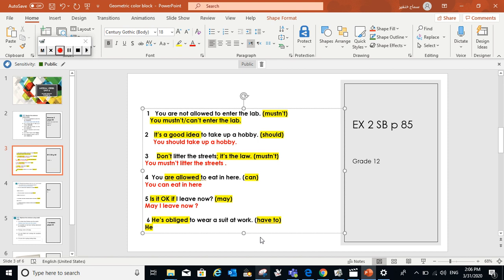So instead of have to, I should write has to, because he, she, it take has to. So he has to. So never write obliged again. So he has to wear a suit at work. This is my sentence. To wear a suit at work.